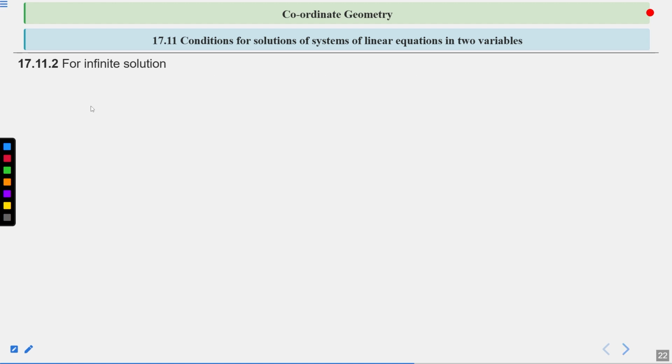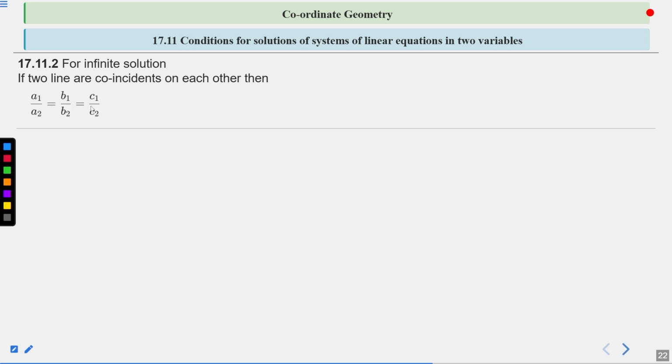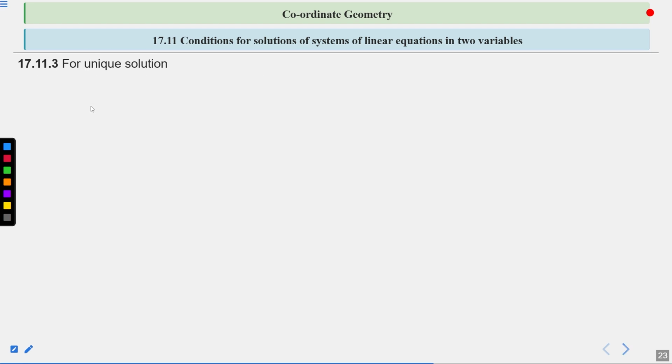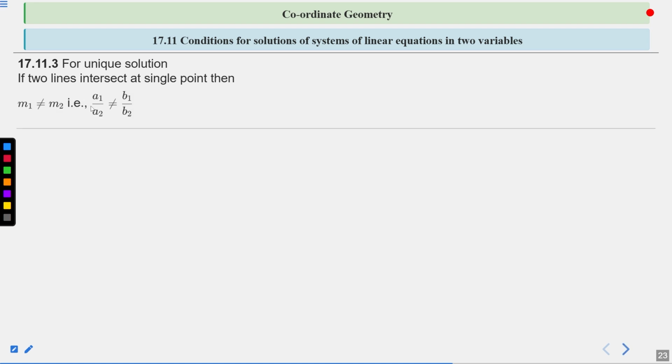Next, for infinite solution in the condition of the solution of system of linear equations in two variables. So for infinite solution, if two lines are coincident on each other, then a1 upon a2 equals b1 upon b2 equals c1 upon c2. For unique solution, if two lines intersect at a single point, then the slope m1 is not equal to m2 and that is a1 by a2 is not equal to b1 by b2.